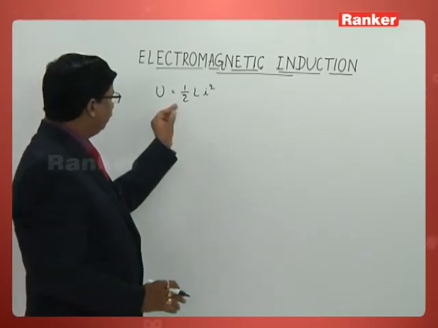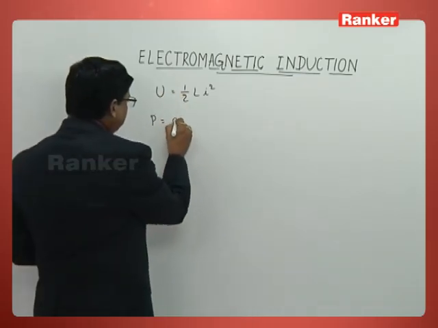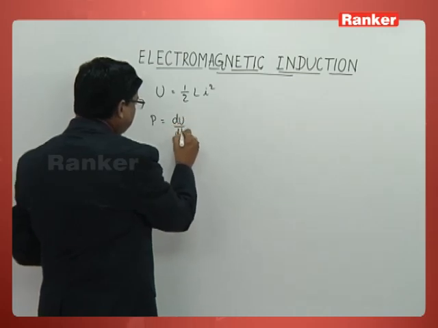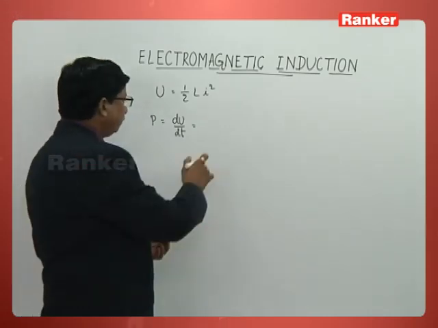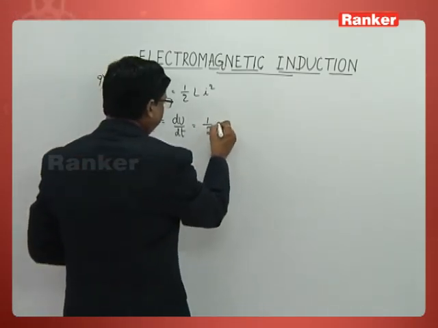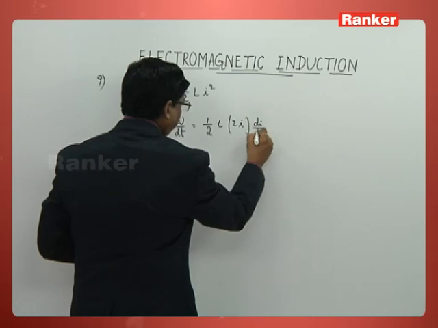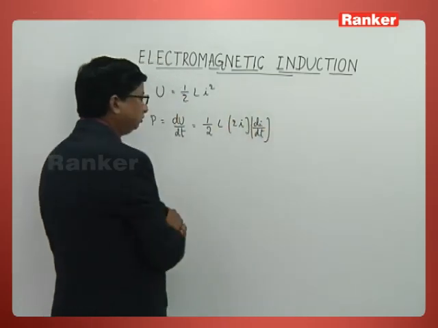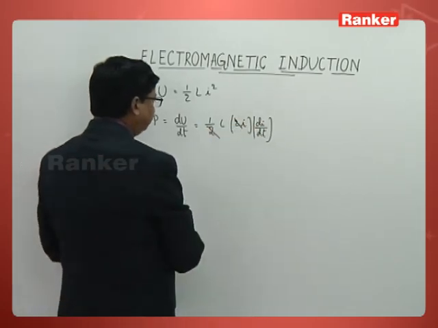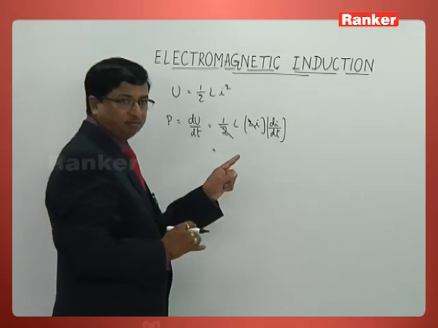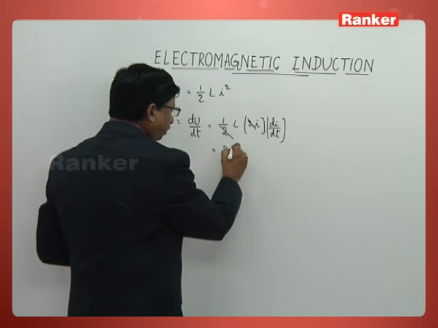Energy stored is half Li square. But when I want power here, that can now be taken as the rate of energy stored. This of course we can rewrite the same way, half L into 2I di by dt. So if you look at this one, the 2 gets cancelled. L is inductance. What is the value mentioned over there? It's 2 Henry given as L.